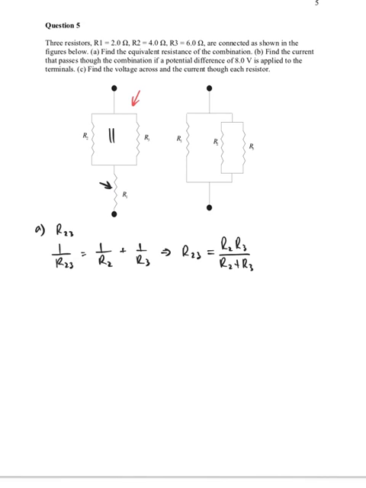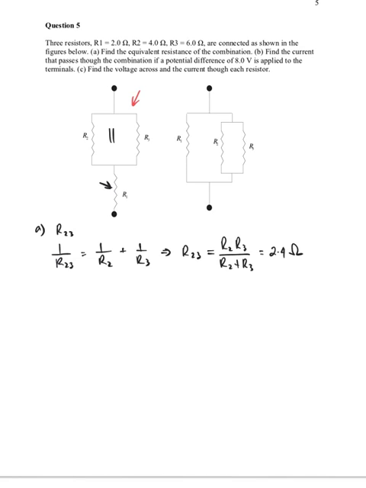So we have an equivalent resistance of those two resistors, R2 and R3, that can be found by that. And if you put the values in, you've got 4 ohms for R2 and 6 ohms for R3, the equivalent resistance comes out to be 2.4 ohms.